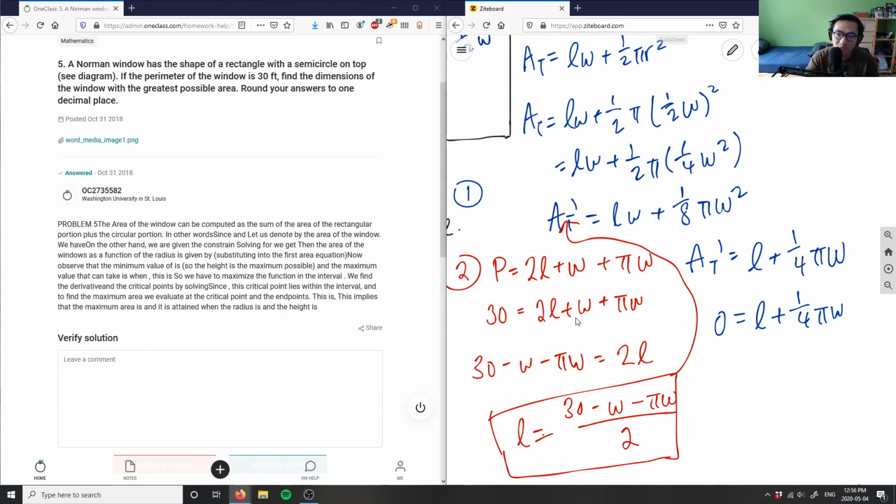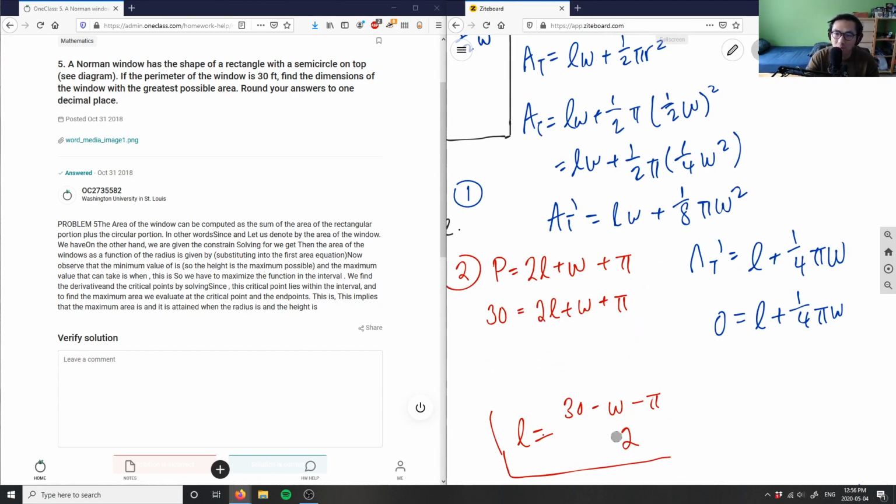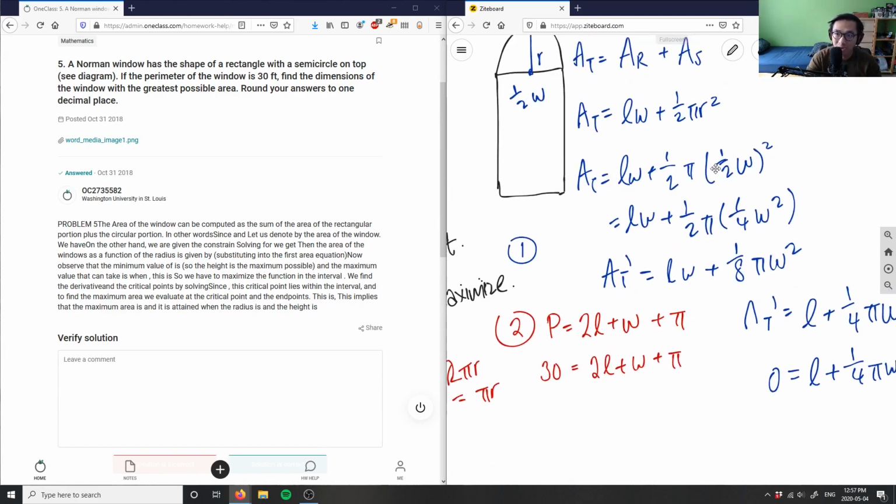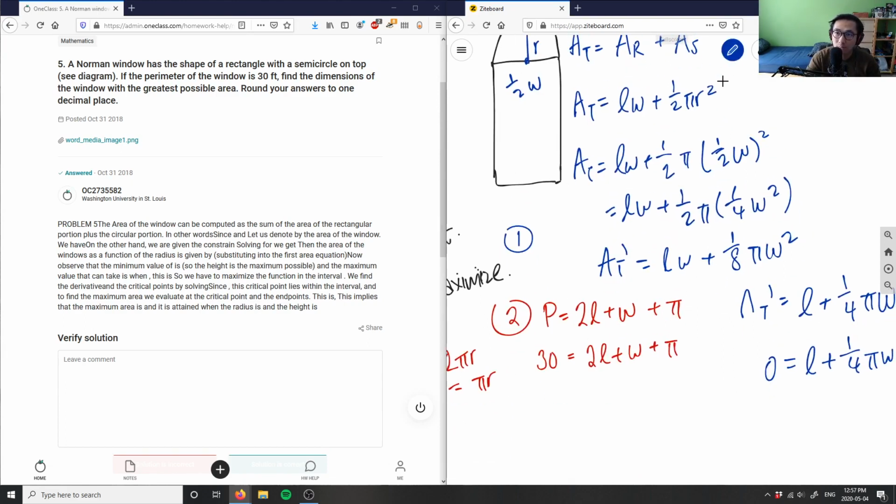I believe I would have done my perimeter wrong here as well, because 30 feet is the perimeter of the entire thing. I'm going to add 2L, 2 lengths, 1 width, which is good, and I'm adding half of 2 pi r, which is basically just pi r, pi times the radius. So 30 equals 2 length plus width plus pi.